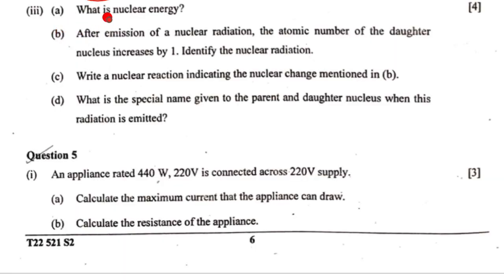Question for third part. What is nuclear energy? This again is a definition you can take from the textbook. Let us look at B. After emission of a nuclear radiation, the atomic number of the daughter nucleus increases by 1. Now when the atomic number increases by 1, then it is beta radiation, yes? Now C part says, write the nuclear reaction indicating the nuclear change mentioned in B. And then what is the special name given to the parent and daughter nucleus when this radiation is emitted? Let us see how we write it.